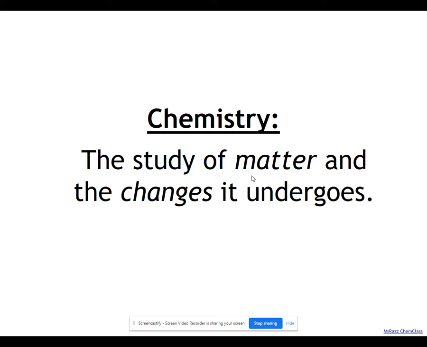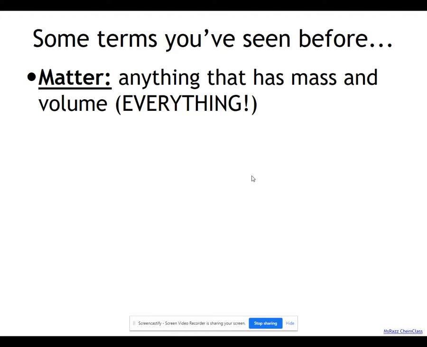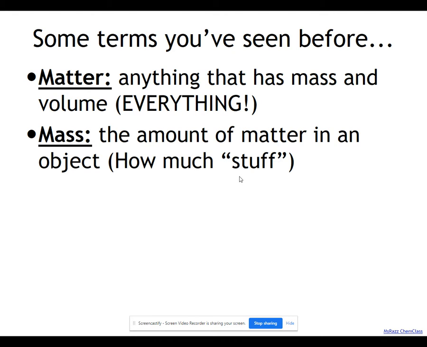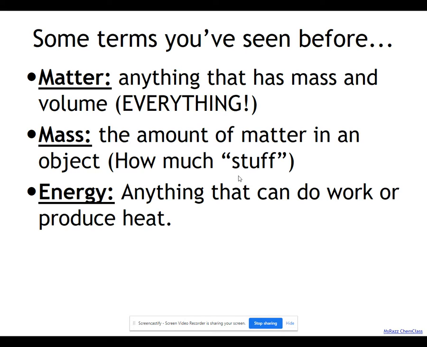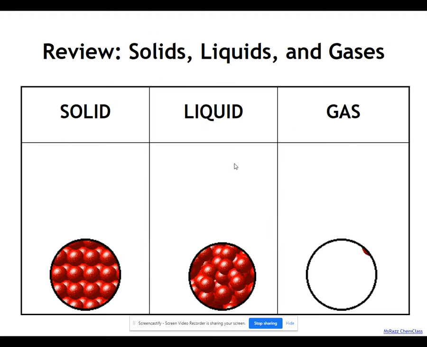So what is chemistry? It is the study of matter and the changes it undergoes. So some terms you've seen before. Matter, anything that has mass and volume, so everything. Mass, the amount of matter in an object, how much stuff it is. Energy, anything that can do work or produce heat. And weight, the force of gravity acting on an object's mass. You should have seen these before in, I believe, 8th grade.